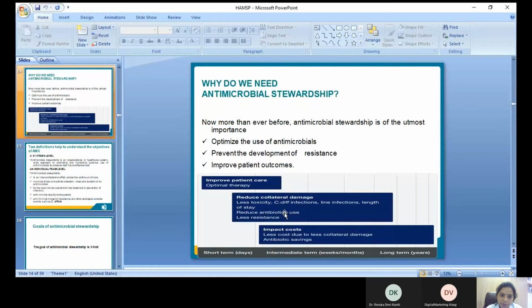So why do we need antimicrobial stewardship? To optimize the use of antibiotics, prevent the development of resistance, and improve the patient's outcome.